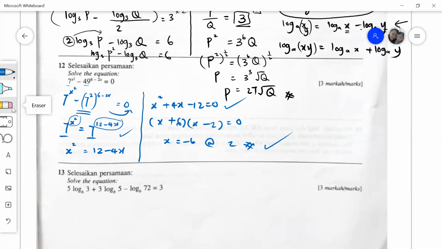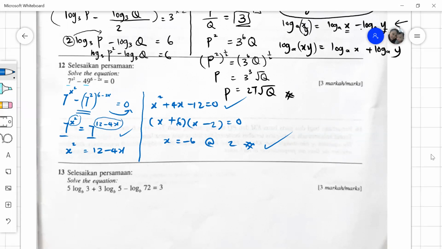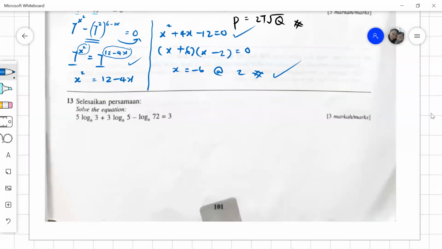Okay? Easy. Always check the logarithm and index question. Always check, do they have the same base? Try to make sure they are in the same base. Then only we can start solving.